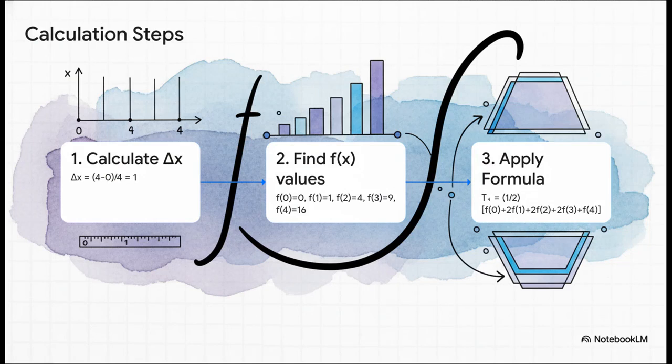It's a 3-step process. First, we need the width of our trapezoids, delta x. That's just 1 in this case. Simple enough. Step 2, we plug in our x values, 0, 1, 2, 3, and 4, into our function to get the heights. That gives us 0, 1, 4, 9, and 16. And finally, step 3, we plug everything into the trapezoid formula. Don't forget the most important part, you gotta multiply all those interior heights by 2.